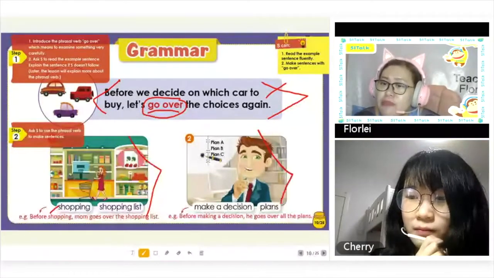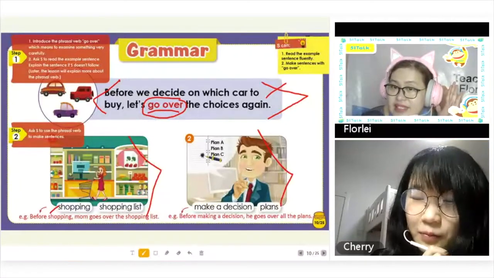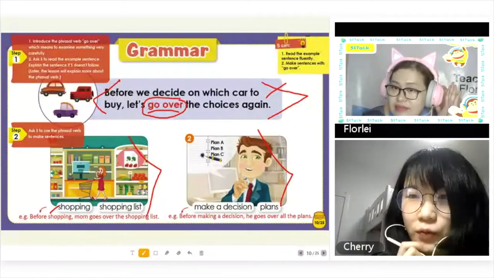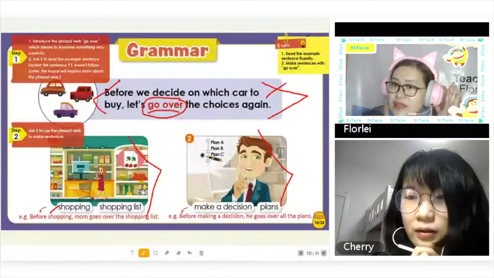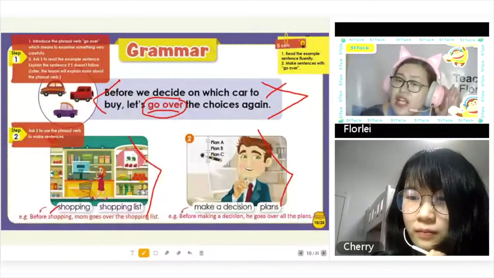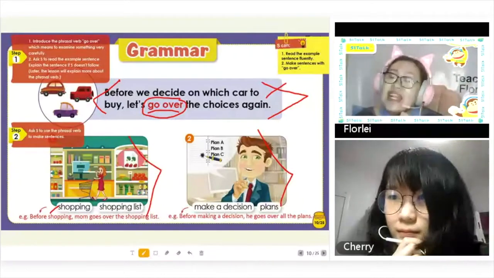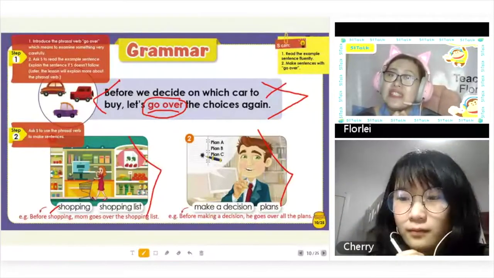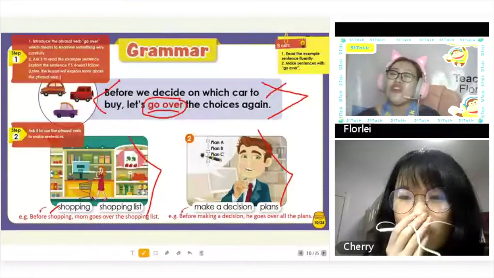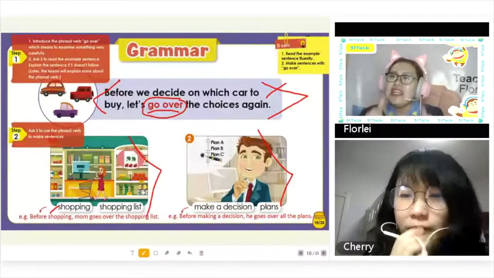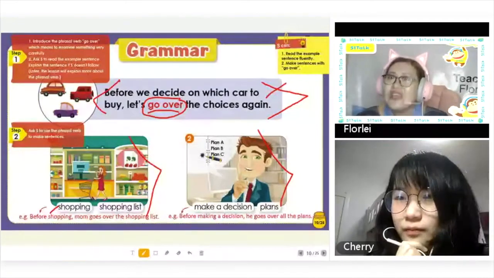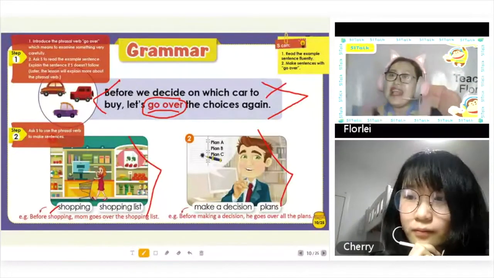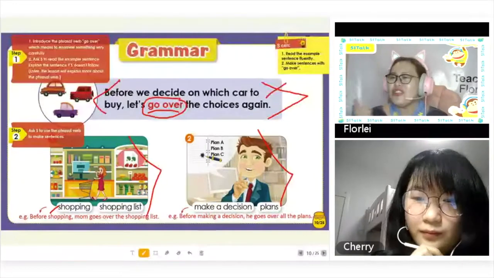How about number two picture? Number two picture is before we make a decision, we should go over the plans. Very good. Or you can just say when we make a decision, we have to go over the plans. Okay, that's a more simple sentence, but the thought is already there. Very good, Cherry, but you are also correct with your idea. A magic star for you and a yay emoji. Keep it up. Let's go to the next page.